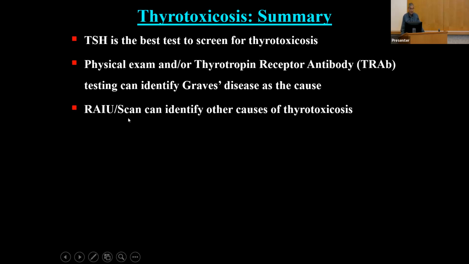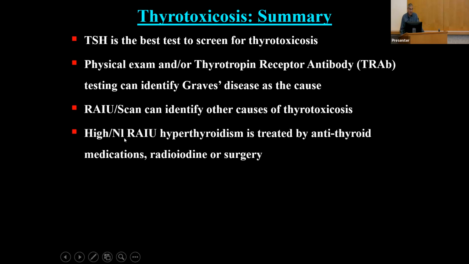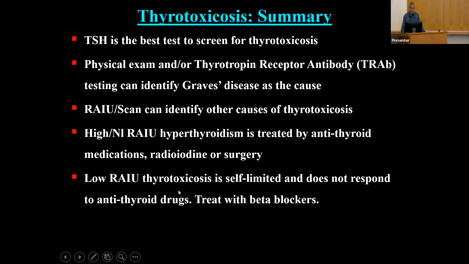The radioactive iodine uptake and scan, however, are useful for identifying TRAB negative other causes of thyrotoxicosis. A high or normal radioactive iodine uptake in the face of a low TSH, even a normal uptake is not normal. This is hyperthyroidism. We have 3 options: antithyroid medications, radioiodine, or surgery. All are effective. All have their pros and cons. It's a great opportunity for shared decision-making.